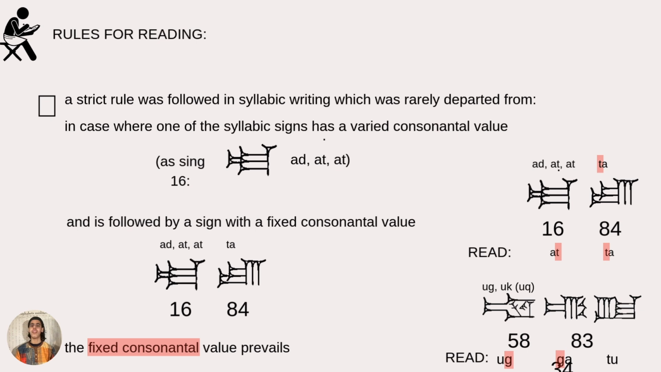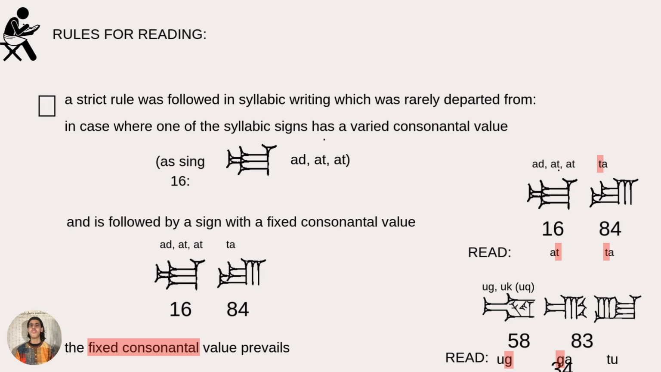And we have 3 values. Ad, at, aṭ. Oops, I forgot to put a dot here under the T. And then you have to choose which one of the 3 is the one you need. But the next one has a fixed value. Ta. It sounds ta. So the ta is going to prevail. So here we cannot say ad ta, but at ta. At ta, that means you, as we are going to see in a moment.